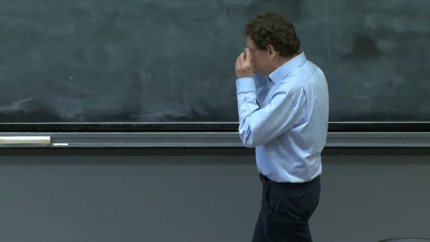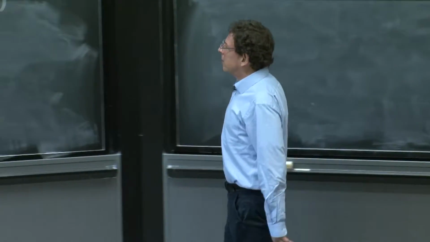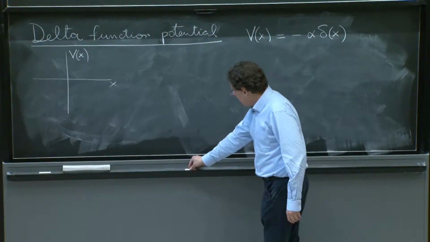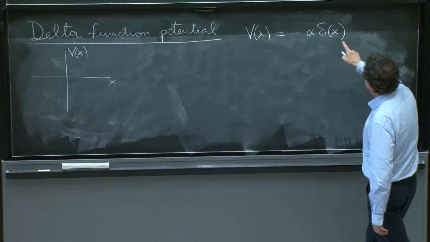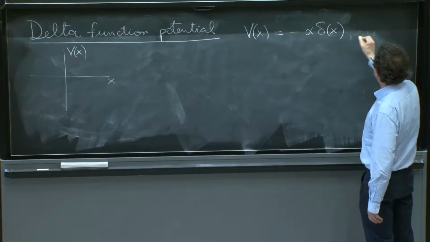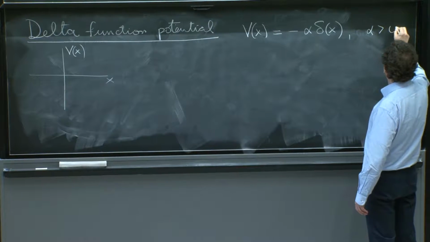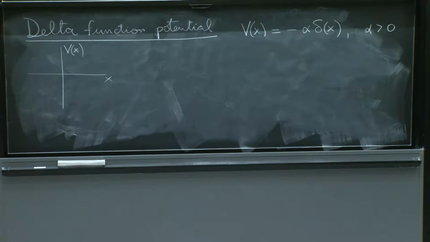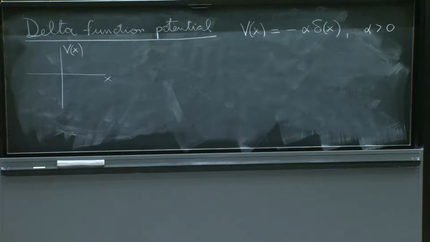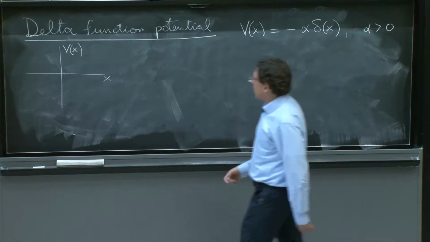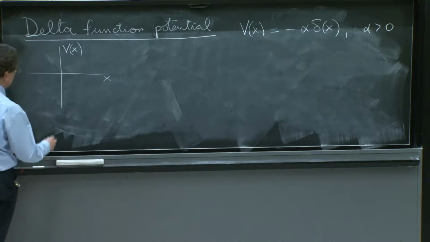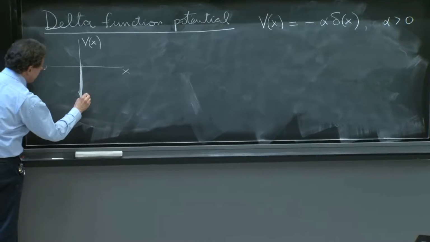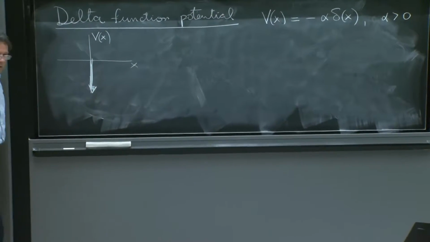Delta function potential. So it's still a one-dimensional potential. Potential is a function of x. We'll write it this way, minus alpha delta of x, where alpha is positive. So this is a delta function in the negative direction. If you want to draw the potential, there's no way to draw really nicely a delta function. So you just do a thick arrow pointing down.